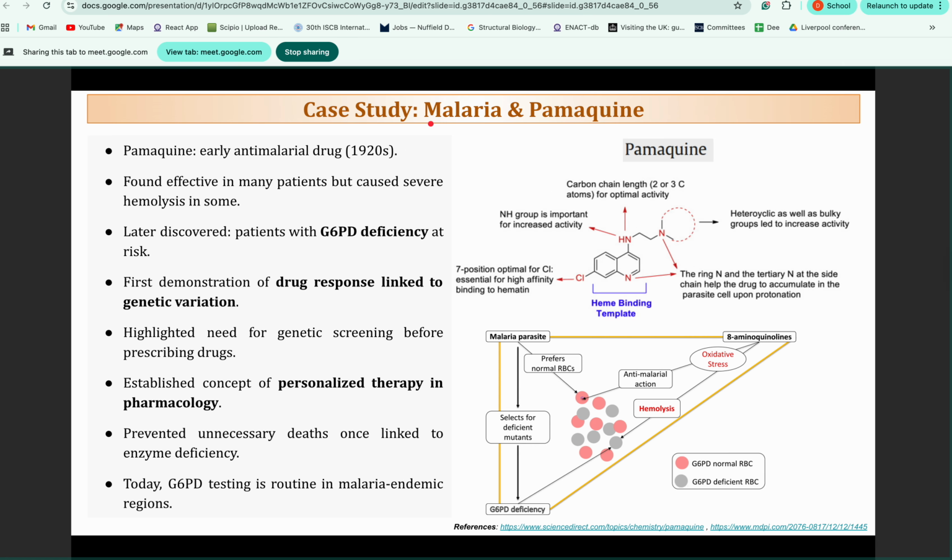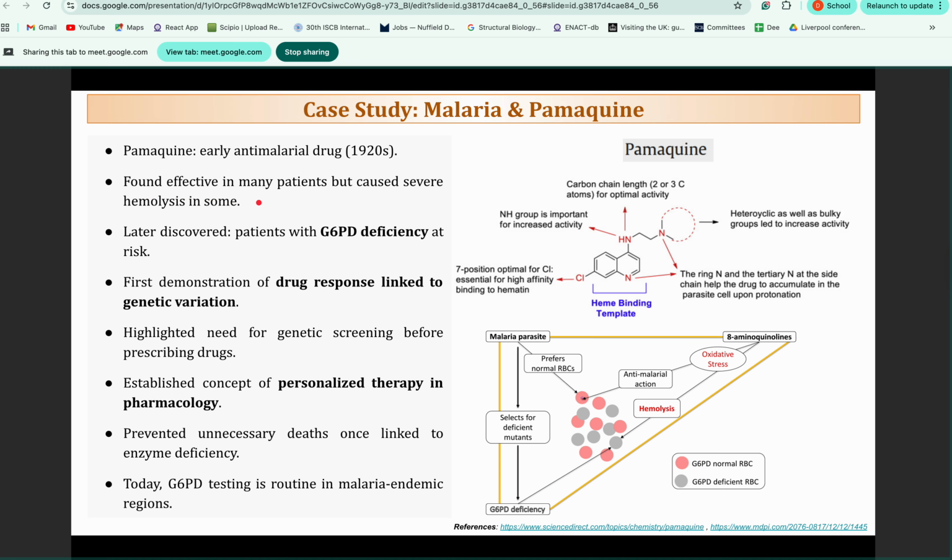So there was a case study of malaria and primaquine. Primaquine is a drug which was given to the malarial person. It is an early anti-malarial drug, identified in the 1920s. It was found effective in many patients, but it caused severe hemolysis in some. So this is a case study.